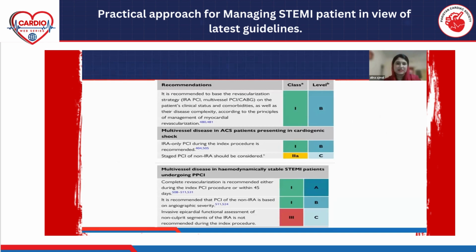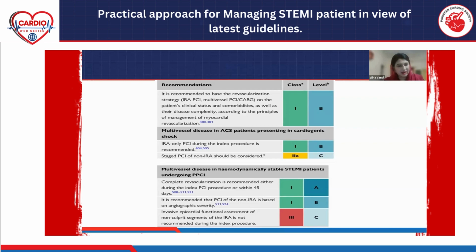It is recommended to base the revascularization strategy, whether multivessel PCI or CABG, whatever you are going to do, on the patient's clinical status. By clinical status, they mean whether the patient is hemodynamically stable or not. You have to decide that. A patient with multiple vessel disease in ACS presenting in cardiogenic shock, or another patient with acute inferior wall MI along with hemodynamic compromise: PCI of the infarct-related artery only during the index procedure is recommended. This is class 1.